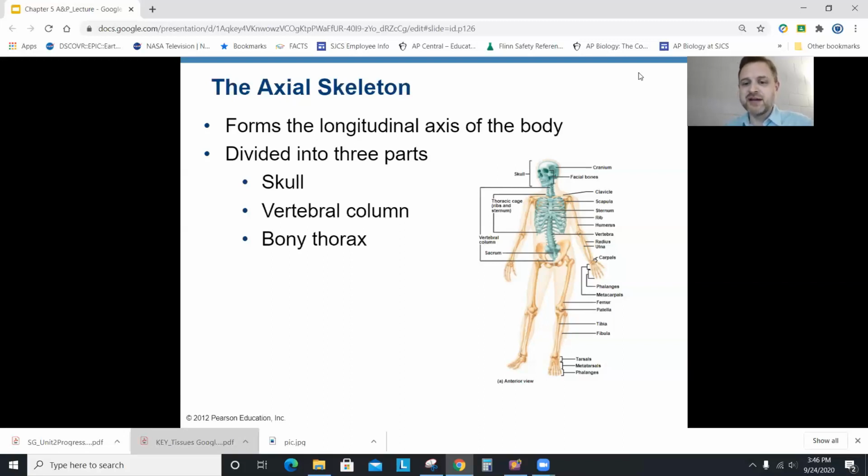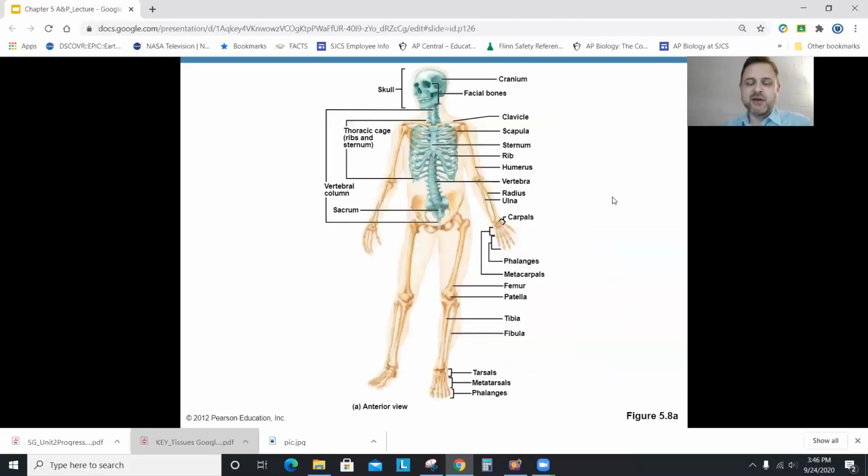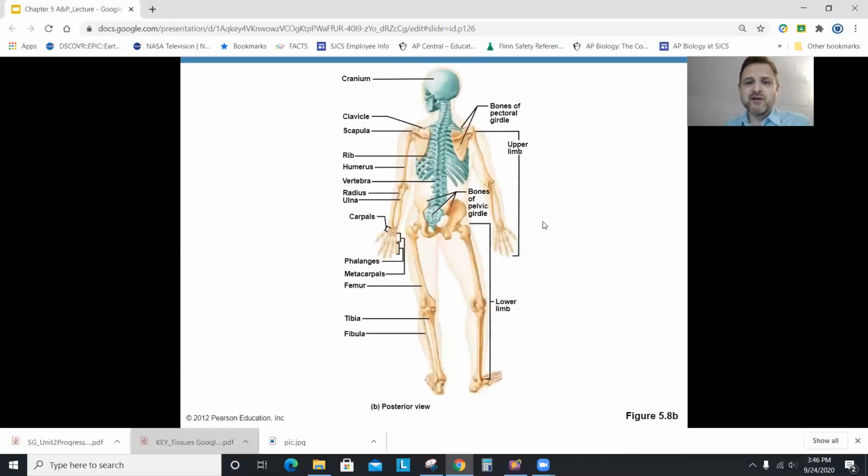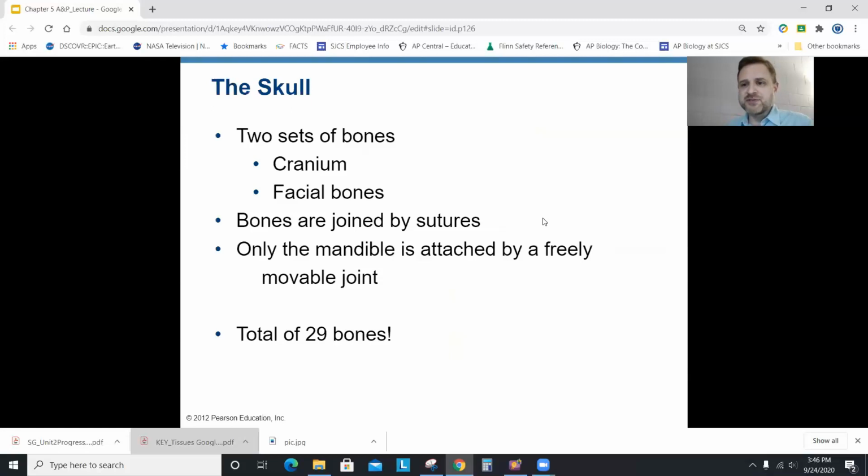Remember, your arms and your legs and your hips are part of the appendicular skeleton. Here we're talking about the axial skeleton. Here we have a front view, here we have a back view. We're going to go through all of these bones in this second video for chapter 5. All right, so we're going to begin with the bones of the skull.